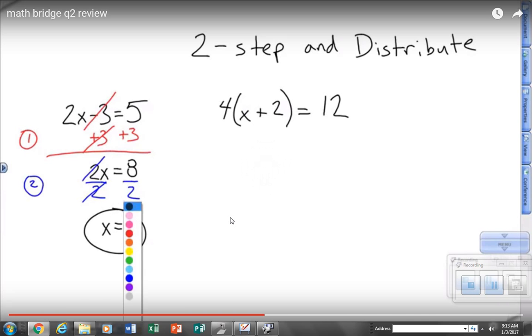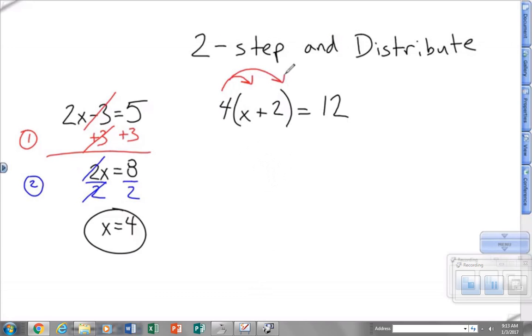Second problem. Distribute first. Anytime you have a number outside of parentheses like this with an x inside there, distribute, timesing the 4 times both things inside there. So the 4 times the x gives me 4x. 4 times 2 gives me positive 8.